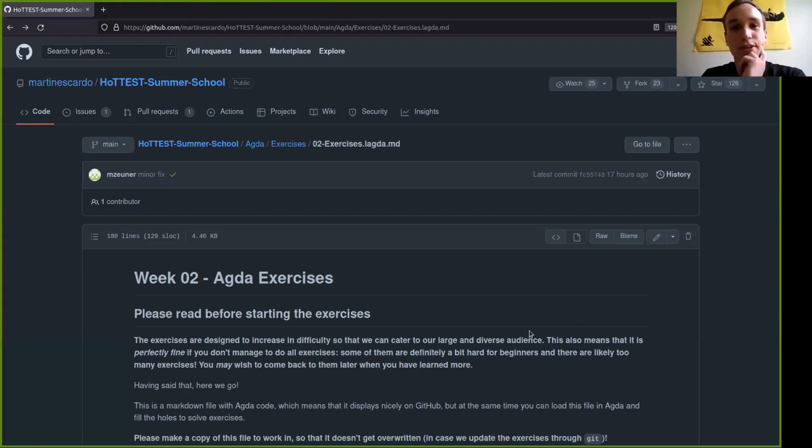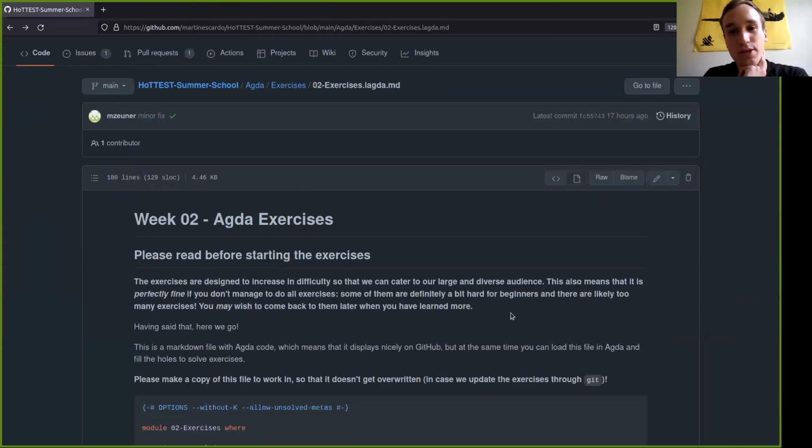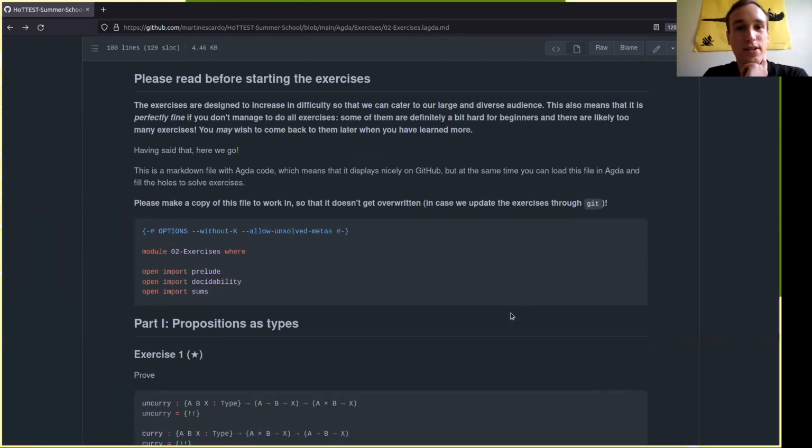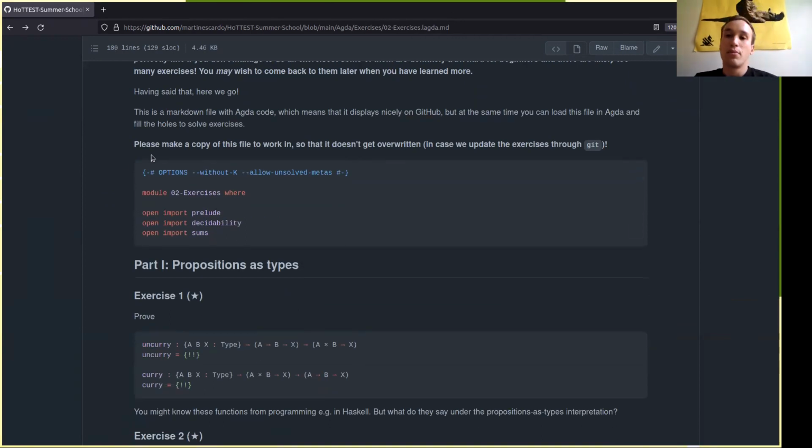Okay, so this is the GitHub repo. I hope you can all see it. Standard disclaimer: if you want to do the exercises, it's probably easiest to pull them from GitHub and then copy-paste the code into a local file where you can work. Otherwise, GitHub will complain when you change that file and you pull later.